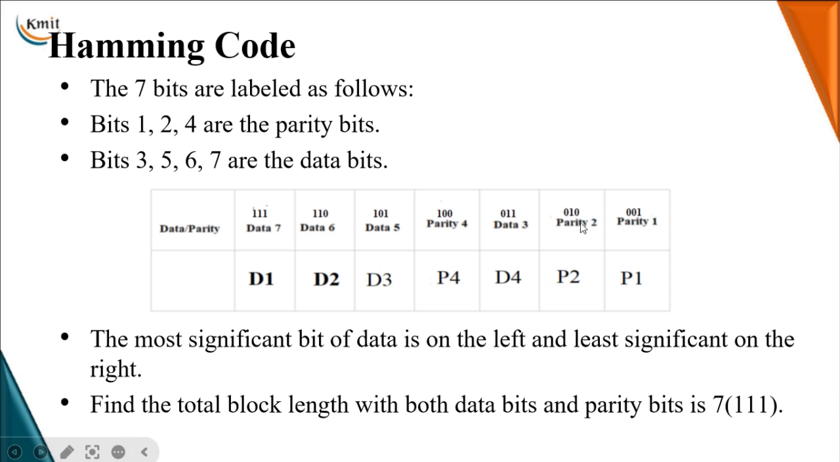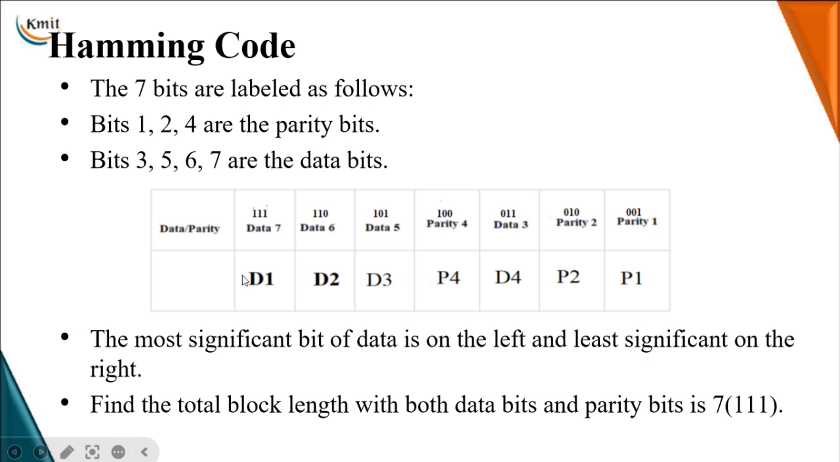Here also 0 1 0, only 1 we have, whereas parity 4 is 1 0 0, it is also having only 1. So hence your parity positions follow your power of 2. So we placed P1 at 2 power 0, 2 power 1 is where we placed parity bit 2, and parity bit 3, which is denoted here as P4, but the position is the fourth position. In the remaining positions we added your data bits.